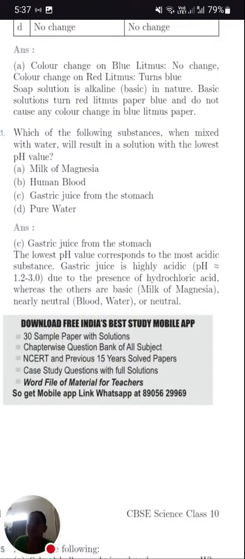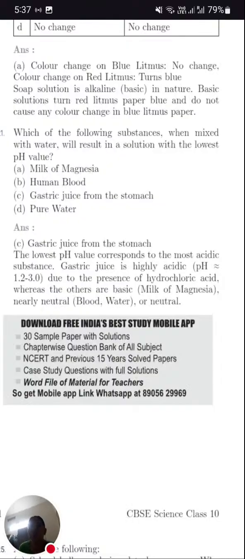Human blood, its pH is a little acidic. Gastric juice contains HCl, so it is more acidic. Pure water is neutral. So the answer is gastric juice. The lowest pH value corresponds to the most acidic substance, and gastric juice is acidic in nature.